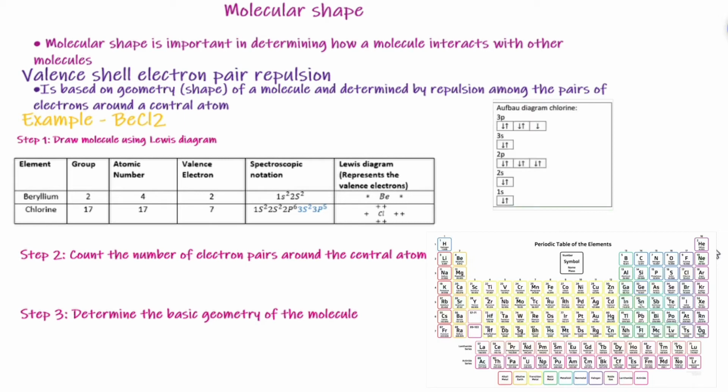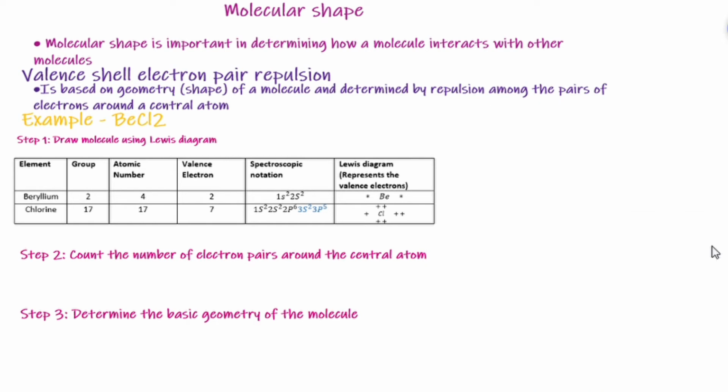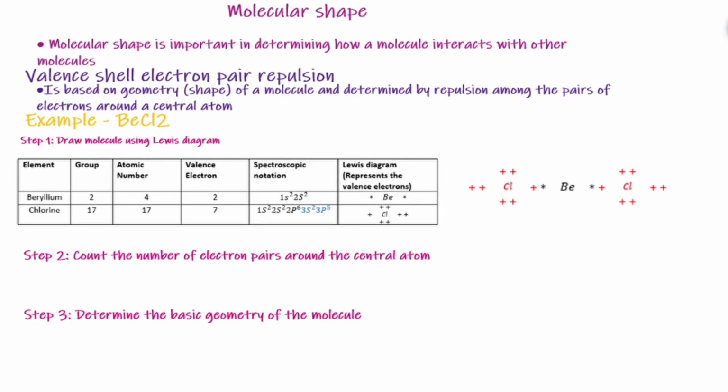If we also go to chlorine, you'll notice that it has atomic number 17 and it's in group 17. It has 7 valence electrons. Its electronic configuration can be expressed as thus, with 7 valence electrons and the remaining being the inner or the core electrons. If these two were to react, they can be expressed as this Lewis diagram.